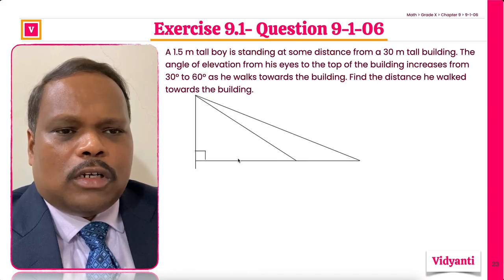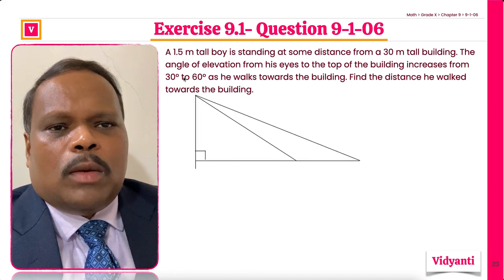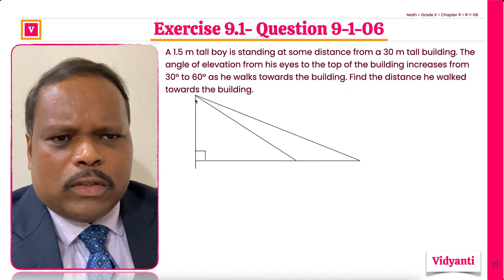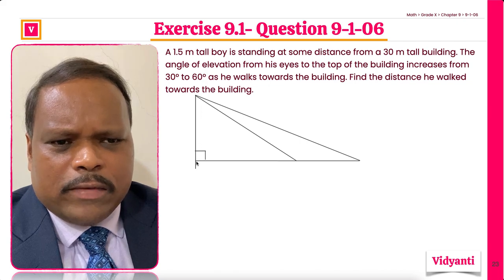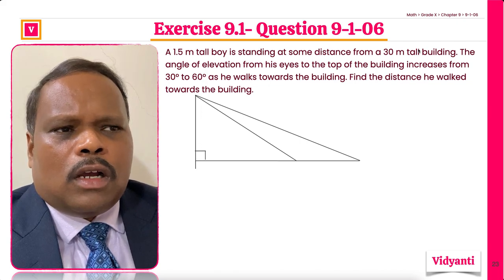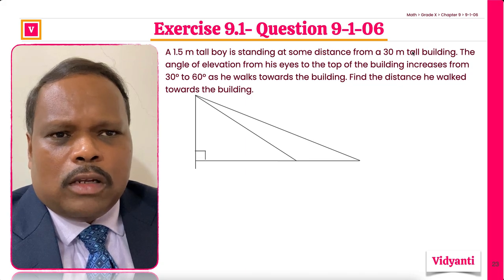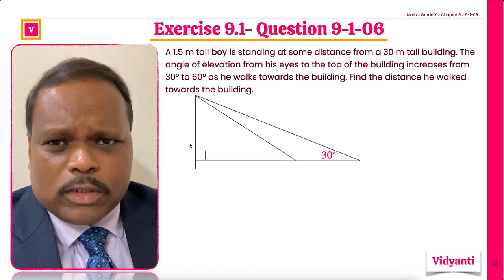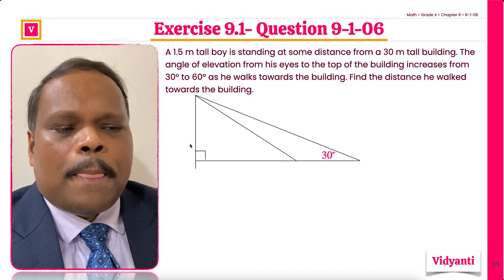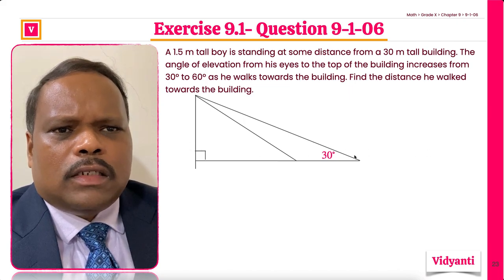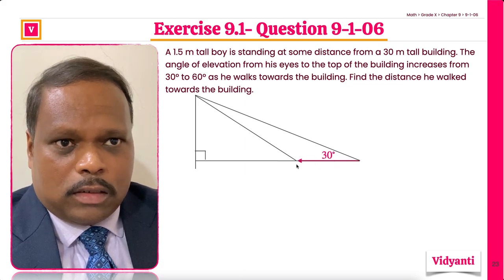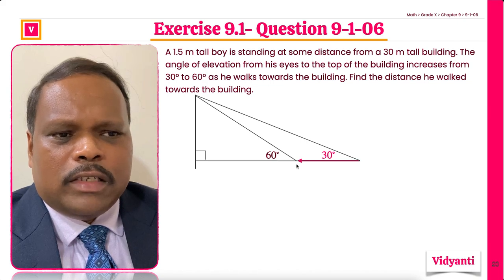That is also possible. So let's try to draw a figure. The boy is 1.5 meter tall, and that's the reason I have shown a small extended line, because even though the complete distance is this much, the eyesight level starts from here. Now the building is 30 meters tall and the boy is 1.5 meter tall. So this is 1.5 and this complete distance is 30 meters, and we will have to subtract because the height of the person is given. Now the angle is 30 degrees here, and when he walks towards the tower, the angle of elevation increases from 30 to 60 degrees.